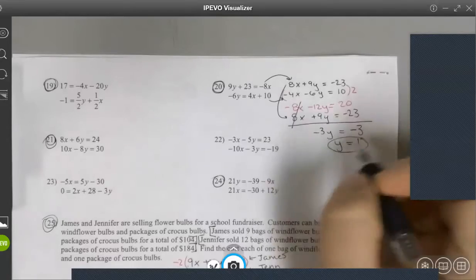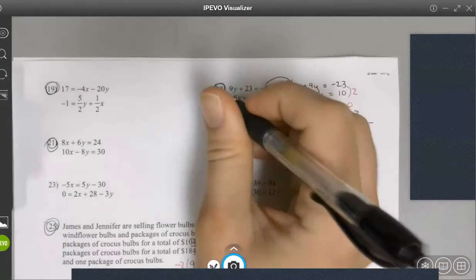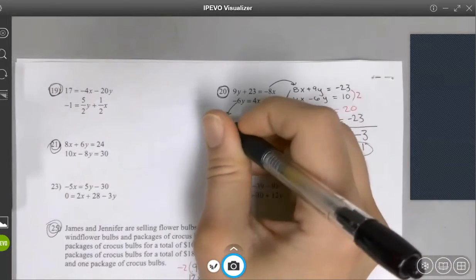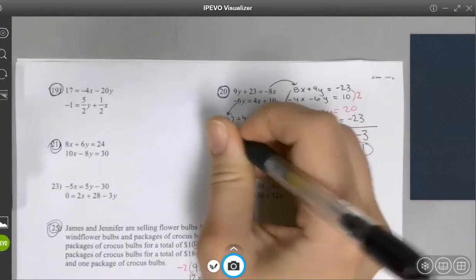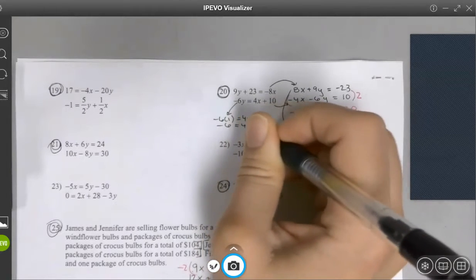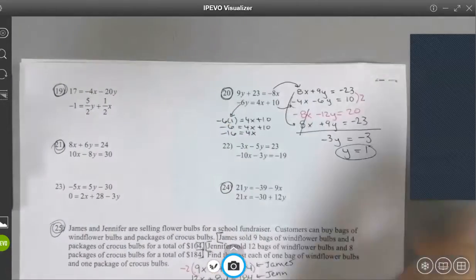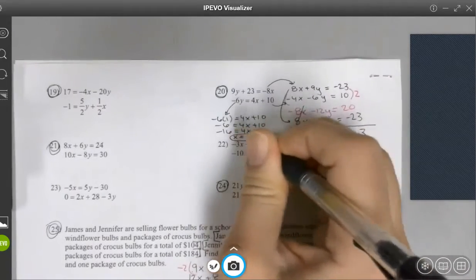I could go back to here and solve for x. I'm going to grab this one. If I know y equals 1, then I know I have negative 6 equals 4x plus 10, or negative 16 equals 4x, just subtracting 10 over, and x equals negative 4.